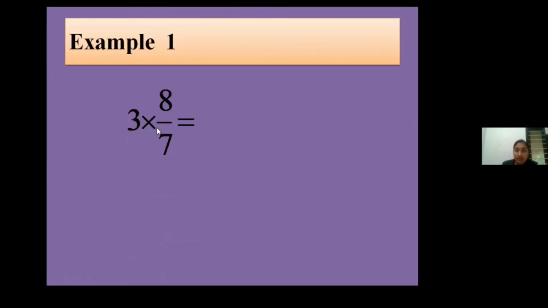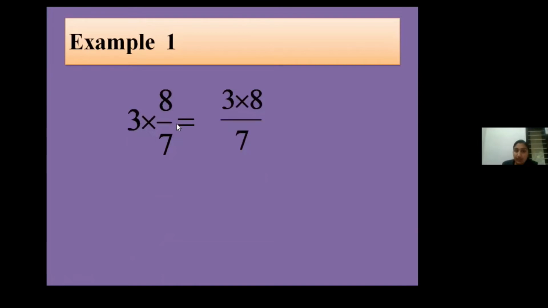So here the whole number is multiplied with a fraction. For multiplying a whole number with a fraction, we have to multiply the whole number with the numerator of the fraction. Here the whole number is 3 and the numerator of the fraction is 8, so you have to multiply 3 into 8. Then rewrite the denominator, which is 7. So 3 into 8 by 7.